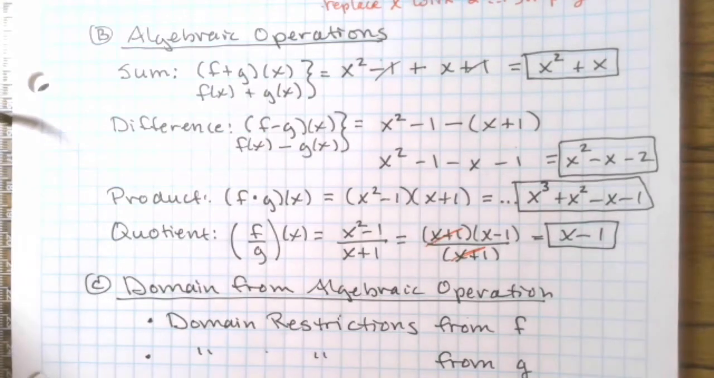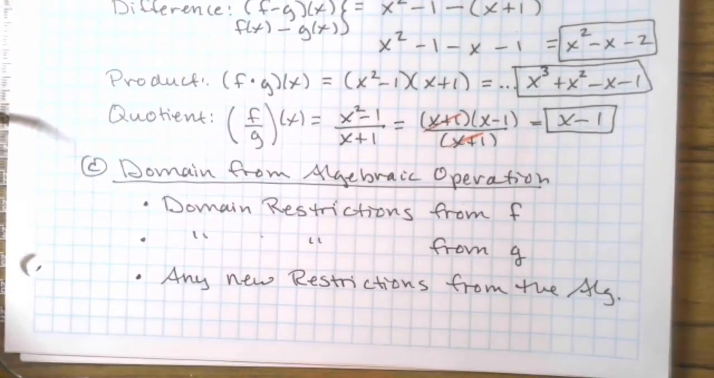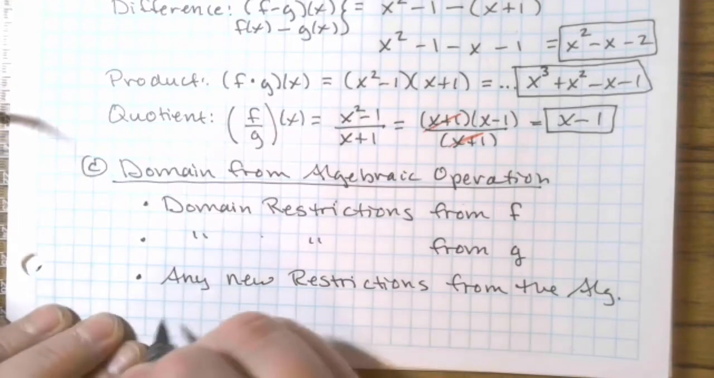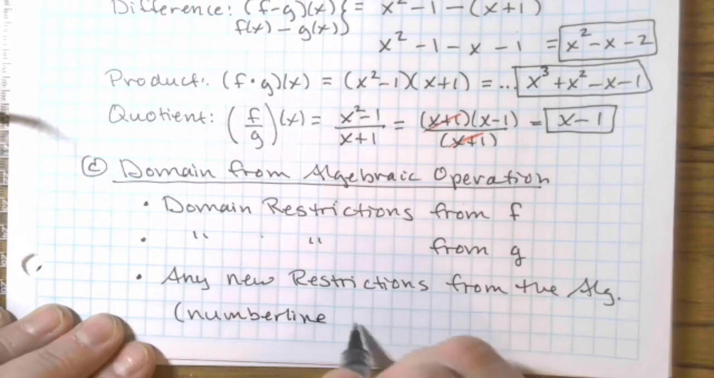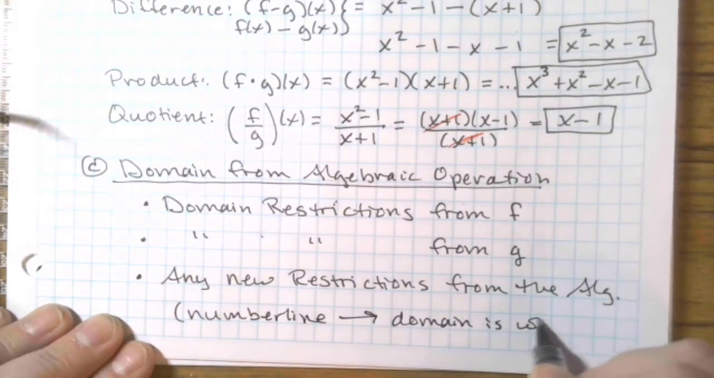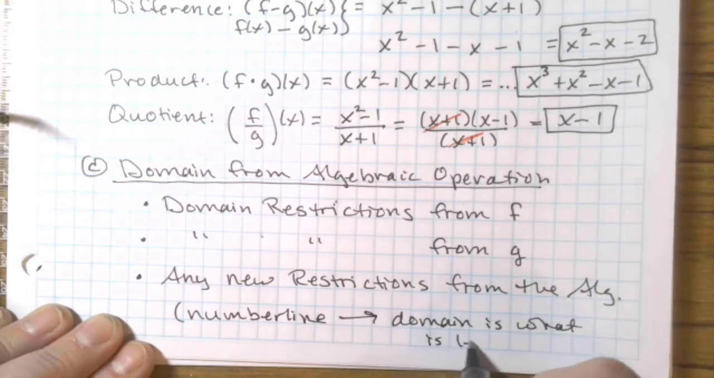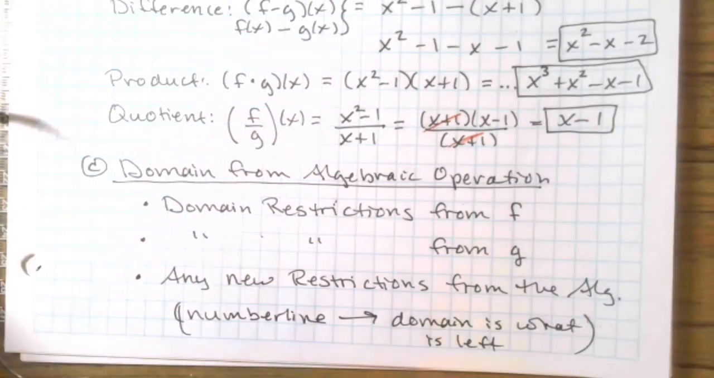So if what you have created has restrictions that are new, you combine all of those. You put the restrictions on a number line, and the domain is what is left. Because restrictions are what x can't be, and a domain is what x can be. All right, so I'm going to turn the page. We're going to do a couple examples of this.